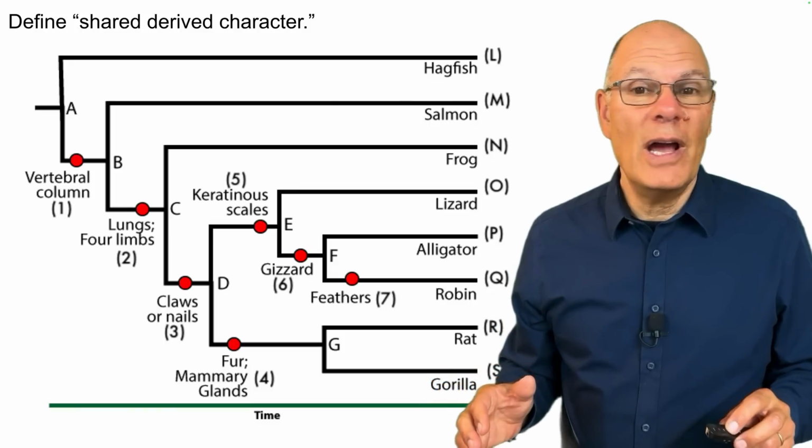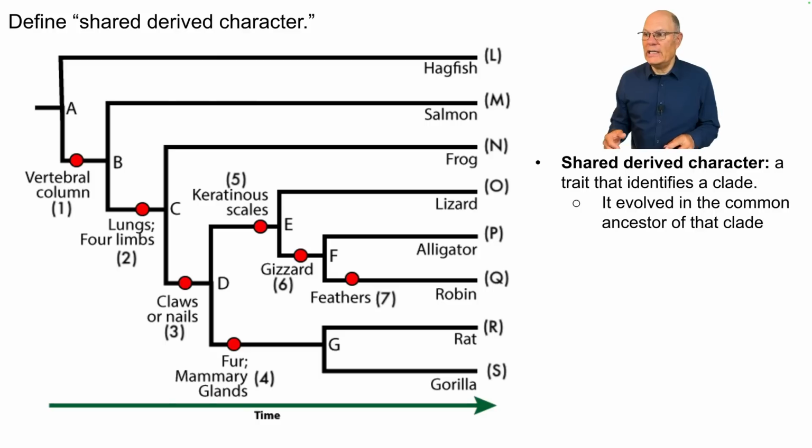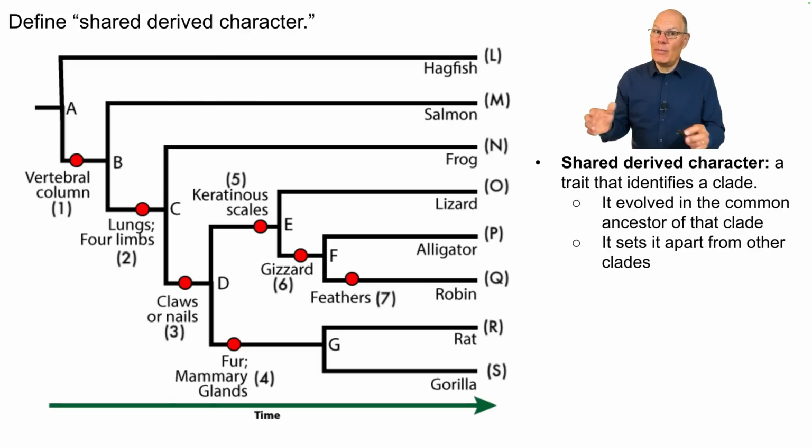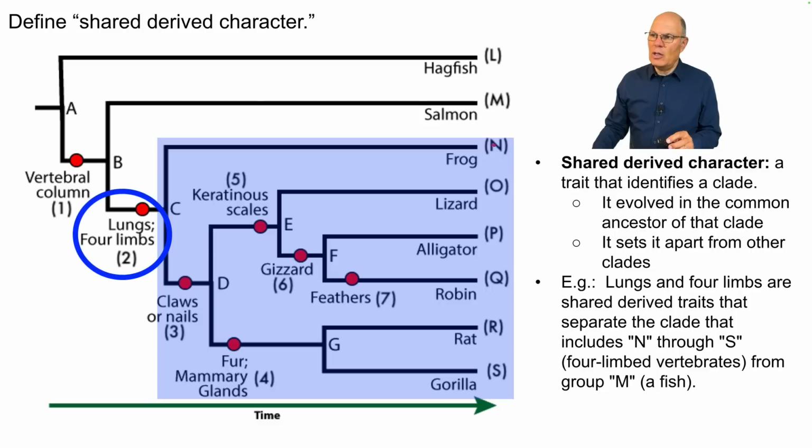Define shared derived character. A shared derived character is a trait that distinguishes a clade, and it evolved in the common ancestor of that clade, and it sets it apart from other such clades. So, for example, lungs and 4 limbs separate this clade, all of these organisms that are classified as frogs, lizards, alligators, robins, rats, and gorillas. That constitutes a clade, and they all have this shared derived character.